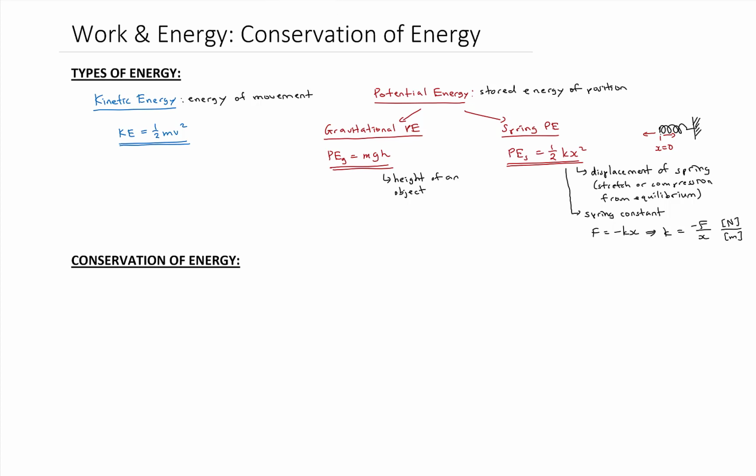So the last thing is something called mechanical energy. We have mechanical energy being the total of kinetic and potential energies of a system. So this means delta ME is equal to the change in kinetic energy plus the change in gravitational potential energy plus the change in spring potential energy.